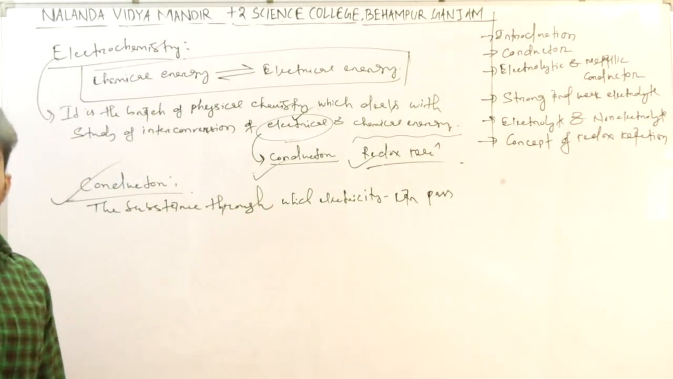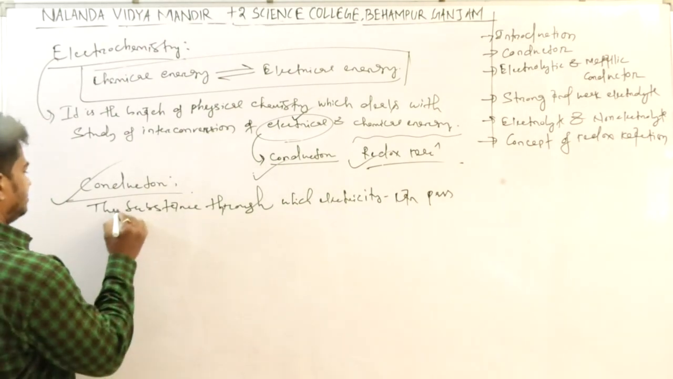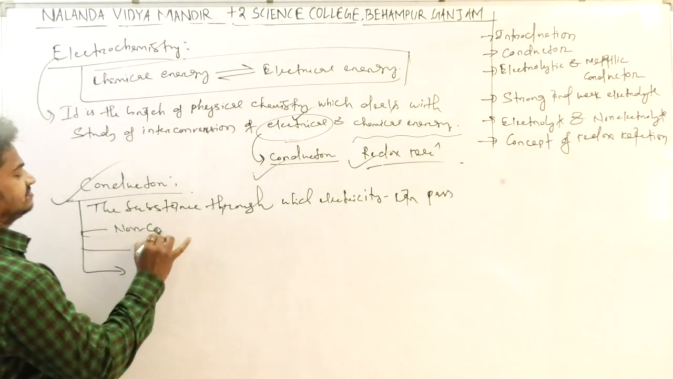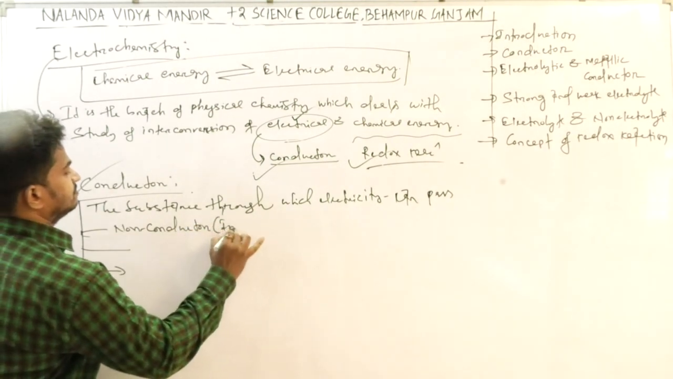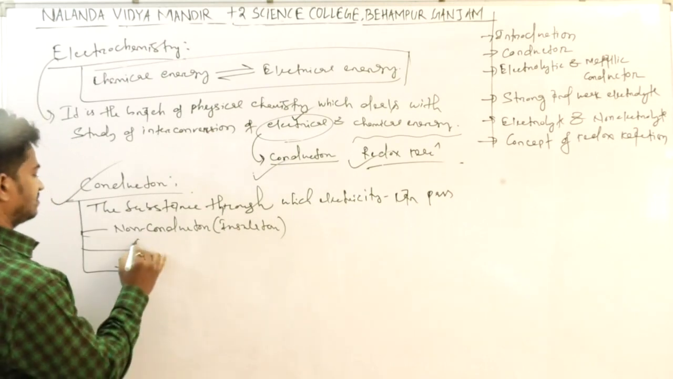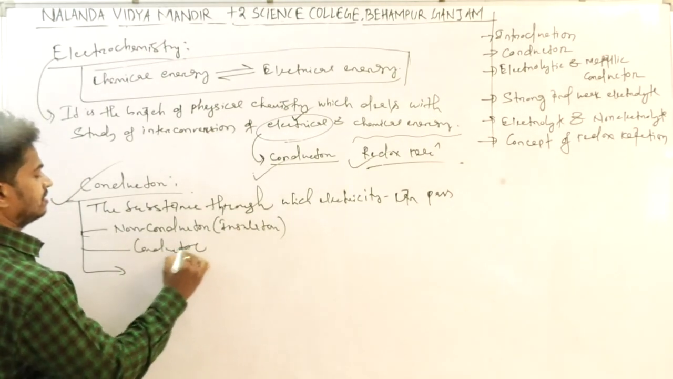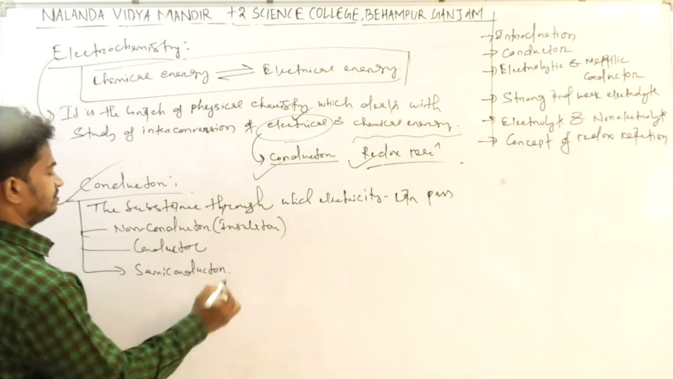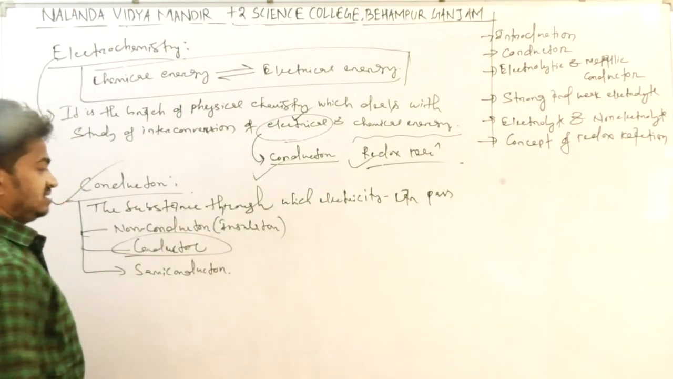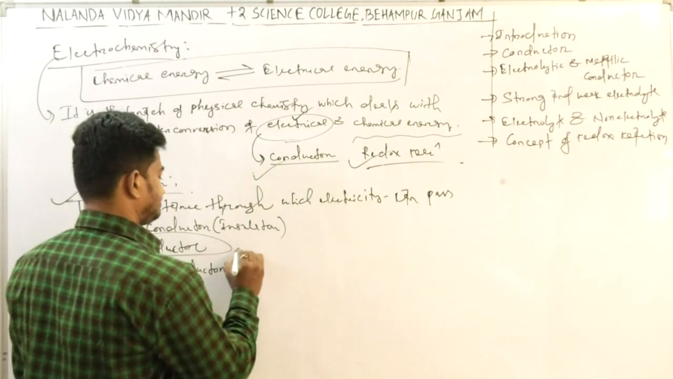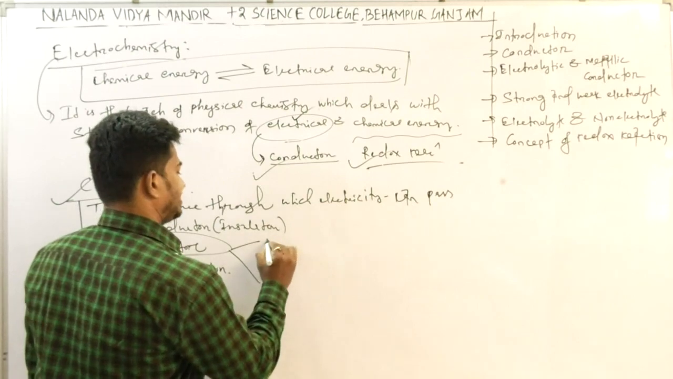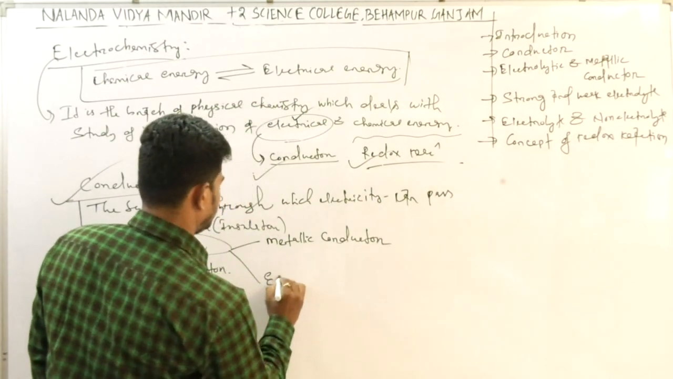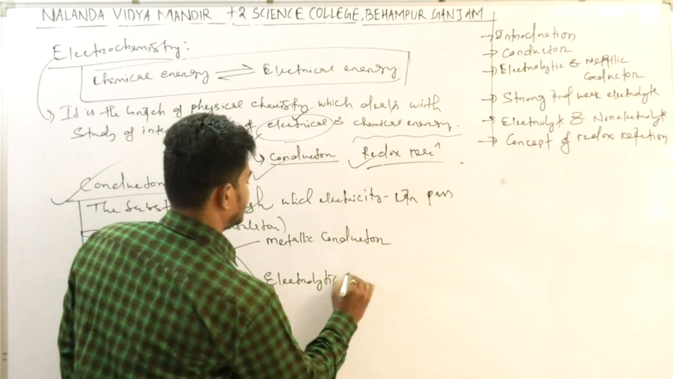Again, there are three types: non-conductor, that is insulator, conductor, and semiconductor. A conductor is of two types again: metallic conductor and electrolytic conductor.